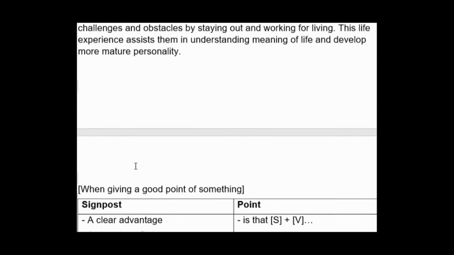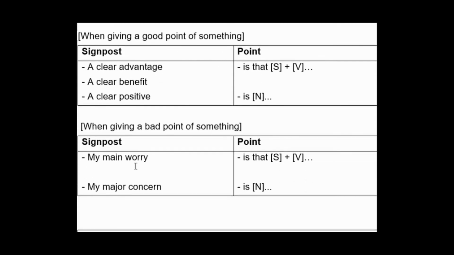All right, so let's look at the possible introduction of your body paragraphs. So when talking about disadvantages and advantages, you need to signpost whether you're talking about advantages or whether you're talking about disadvantages. So for example, you could say a clear advantage is that, and then you have a subject and a verb. Or it could be a clear positive is followed by a noun phrase. And similarly, you can use these phrases to signpost disadvantages.